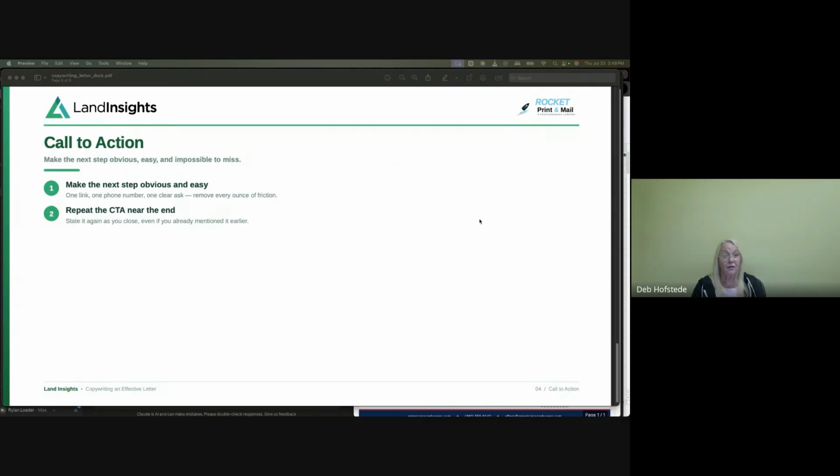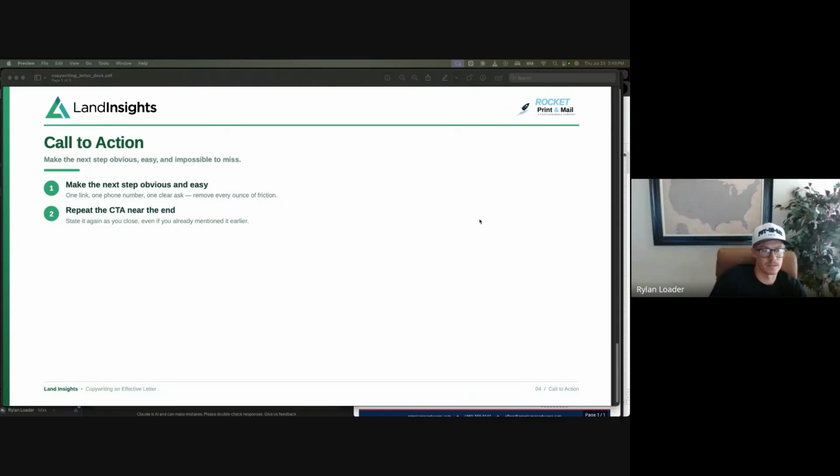Okay, so the most important thing, you need to get them to call your phone. So call to action, make it obvious what you need to do next. If you want an offer on your piece of land, you need to call this phone number. If you want more information on how to sell your land, follow this QR code. So be very efficient with your call to action. I would make it one thing. So make it obvious. One link, one phone number, one clear ask.